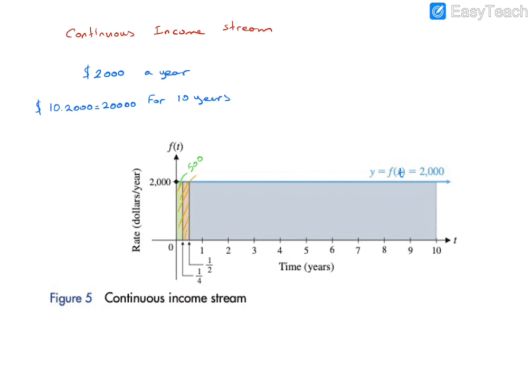For t equals 1/2, the income would be 1/2 times 2,000. So this is the total one. This part is 1/2 times 2,000, which is 1,000, okay? Actually, this one is 1/4 times 2,000, so this is 500.